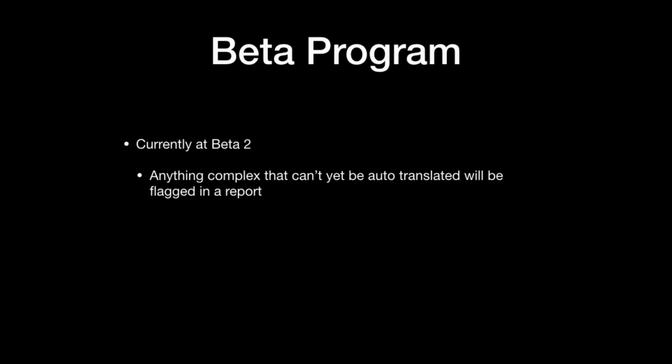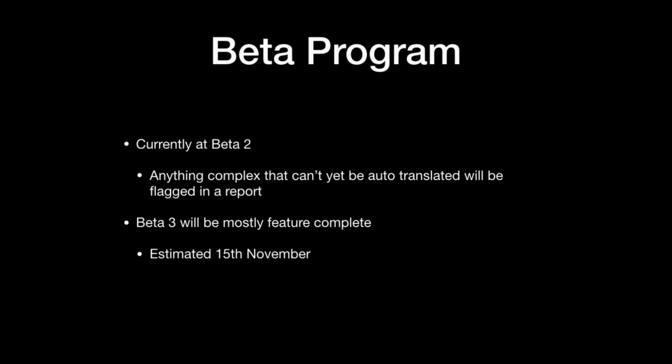We're currently on beta 2. It's a little bit limited at the moment. It does do a translation. Whatever it can't translate, it will flag up in a report. Beta 3 will be mostly feature complete. We're estimating around about 15th of November for that. And we're estimating shipping for the finished platform at the start, or just before the start of 2019.